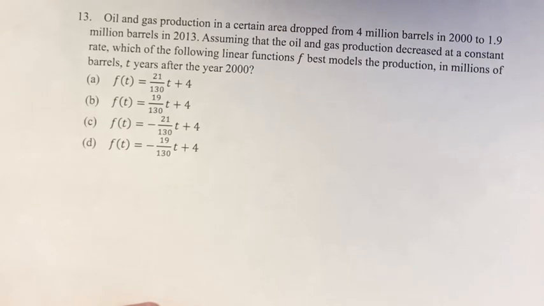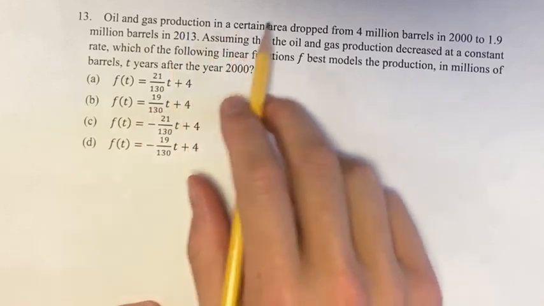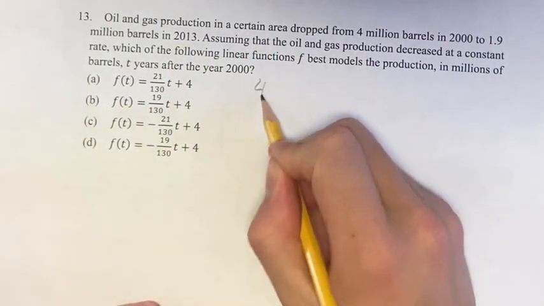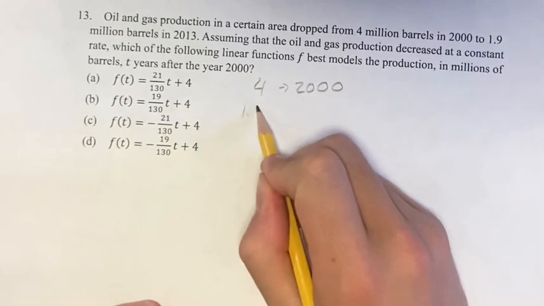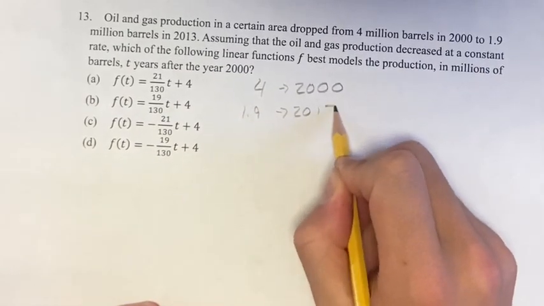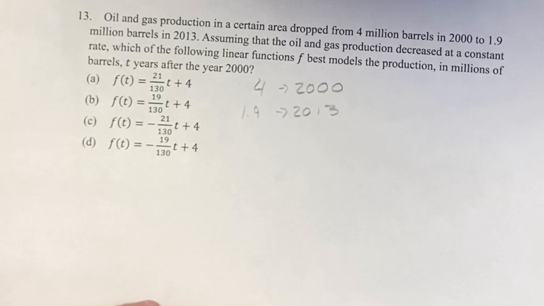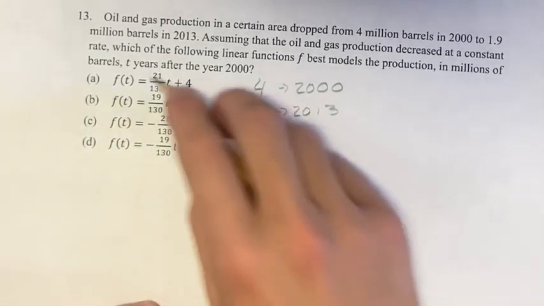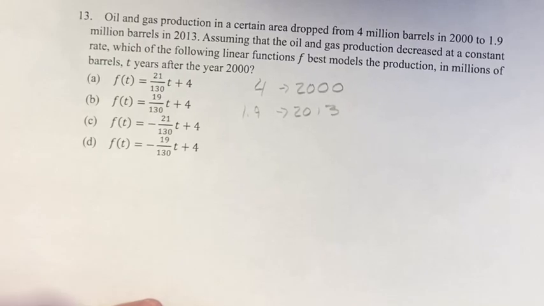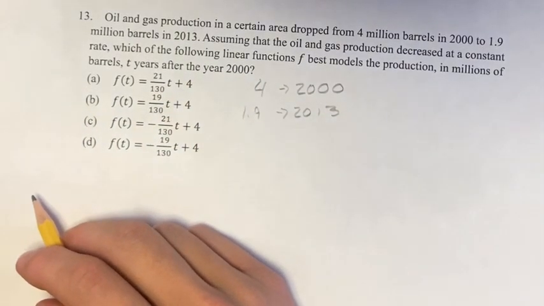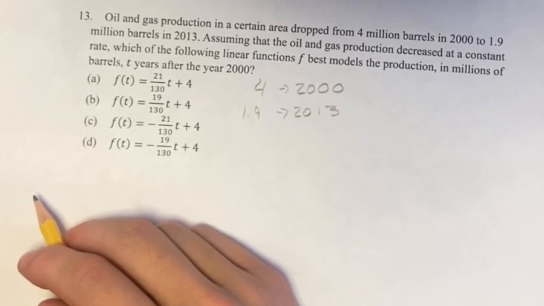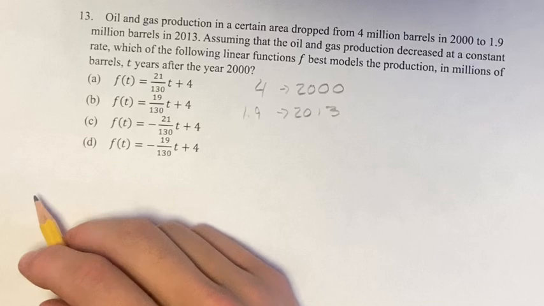In this problem, we're told that oil and gas production in a certain area dropped from 4 million barrels in 2000 to 1.9 million barrels in 2013. And we're assuming that the oil and gas production decreased at a constant rate. Constant rate means we have linear functions here. Which of the following linear functions f best models the production in millions of barrels t years after the year 2000? So we have to think about this in terms of millions of barrels, right?